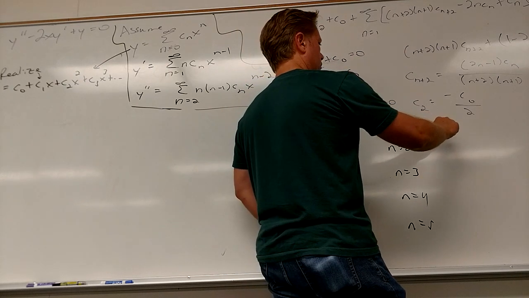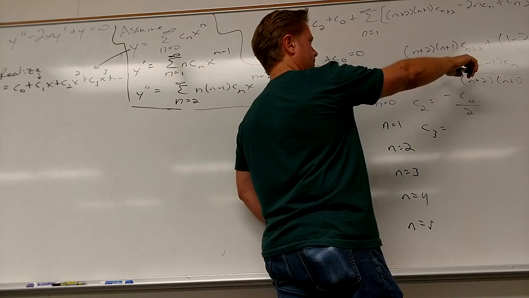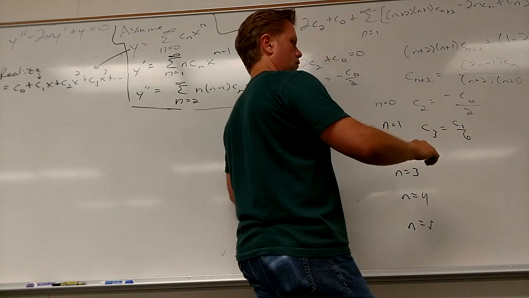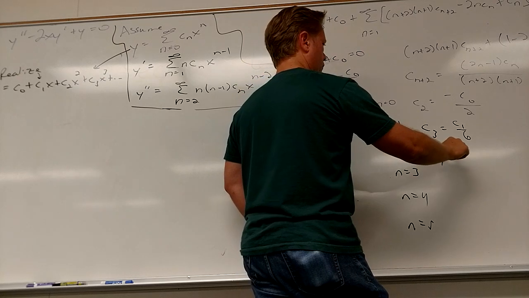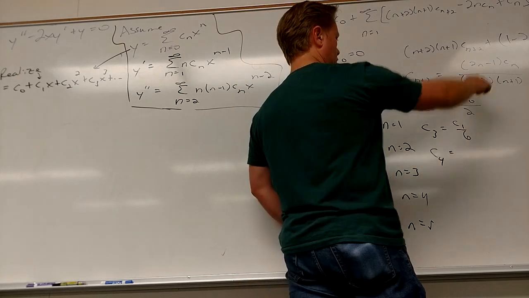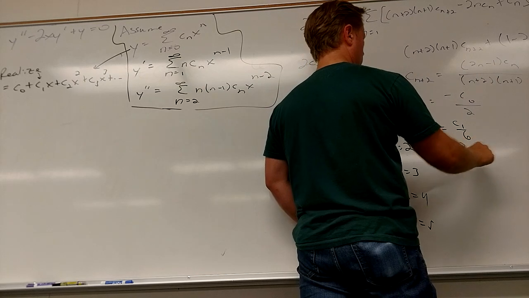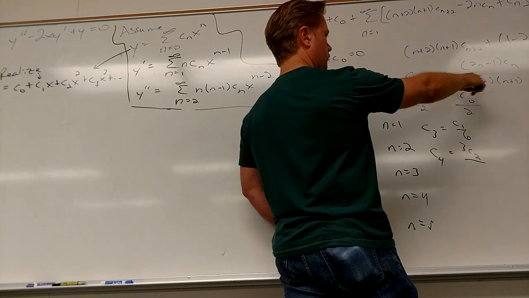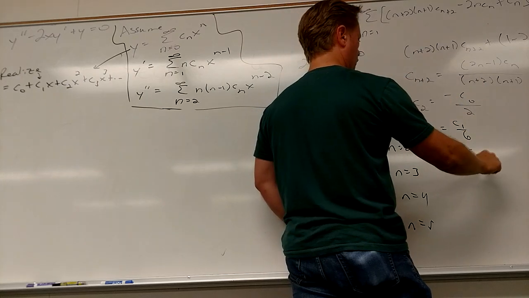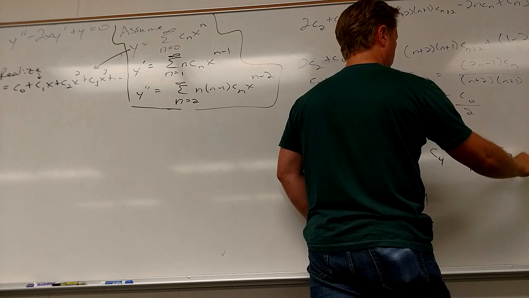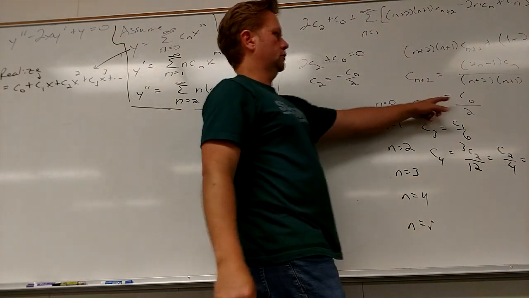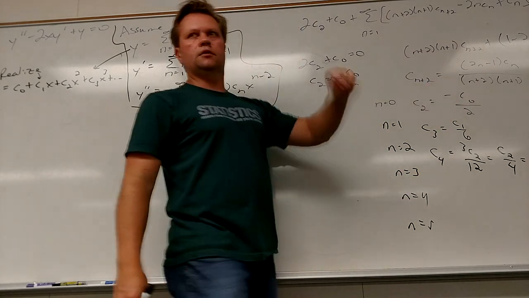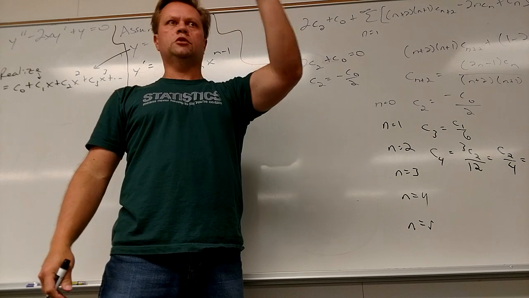So what do you get here? You get C3 equals what? C1 over 6. Yeah, C1 over 6, I like it. And then you get C4 equals C2 over 8. So you'll get 3C2 over 8, over 12, which is C2 over 4, which is negative C0 over 8. So when you're doing this, you only want C0 and C1 to show up for everybody.